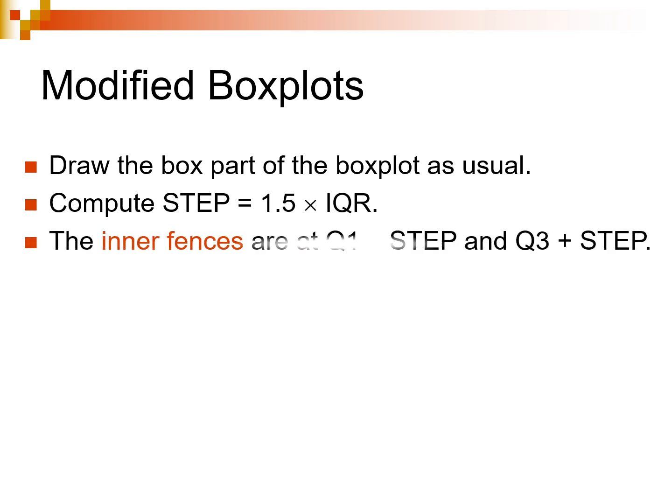Now, once you've found that step, we call the inner fences, our new whiskers, are going to be at Q1 minus the step. Usually it's going to be a positive number no matter what, since we're talking about data. And you're going to have Q3 plus that. So you're going to have your minimum and maximum bounds. These are going to be where the whiskers go no matter what.